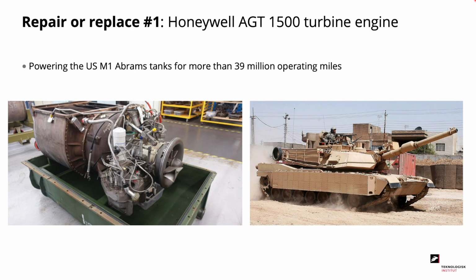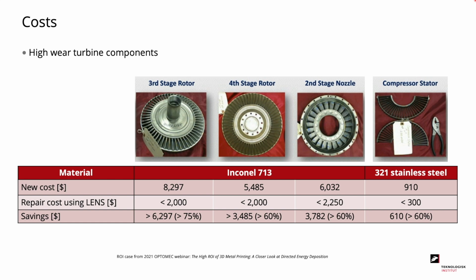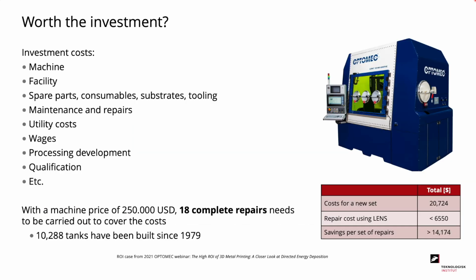The first example is to look at the Honeywell AGT 1500 turbine engine. This engine has been used in the US M1 Abrams tanks for more than 39 million operating miles. If we have a look at the costs for the typical high wear turbine components, we can see that the savings of using repair with LENS against replacing the components is more than 60% for all of the 4 showcased parts. When is it worth the investment?